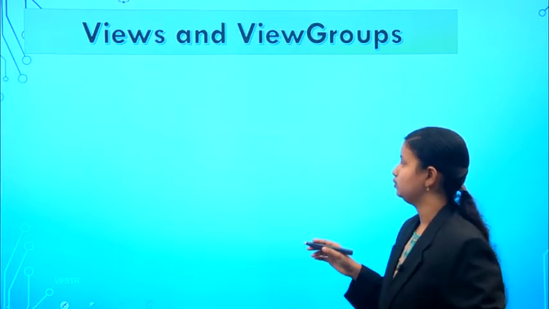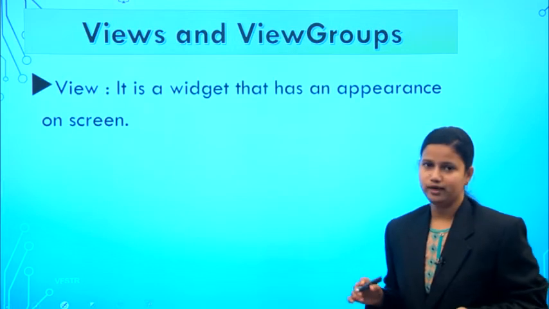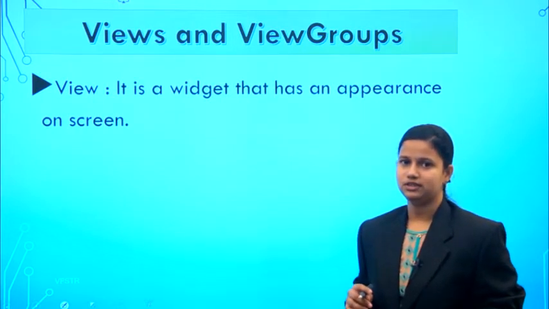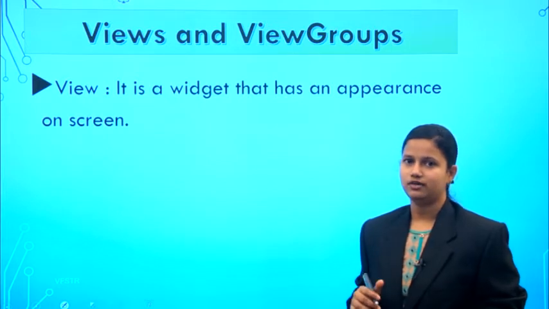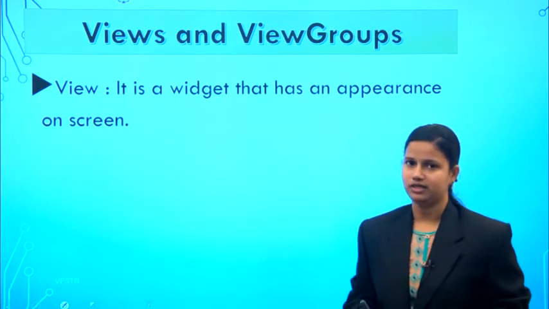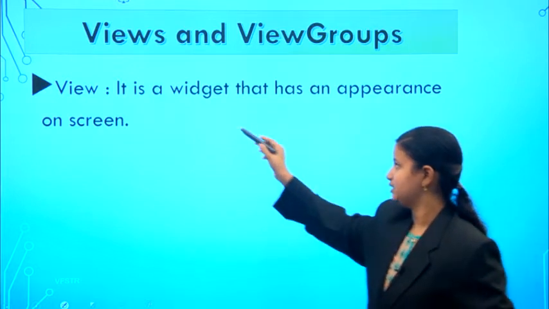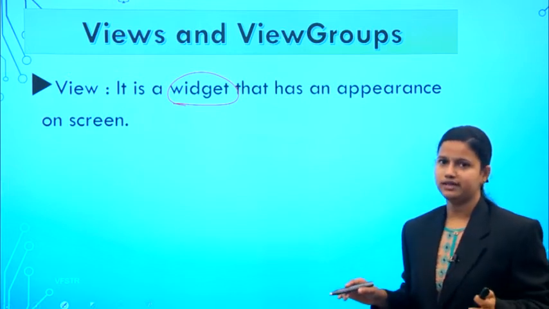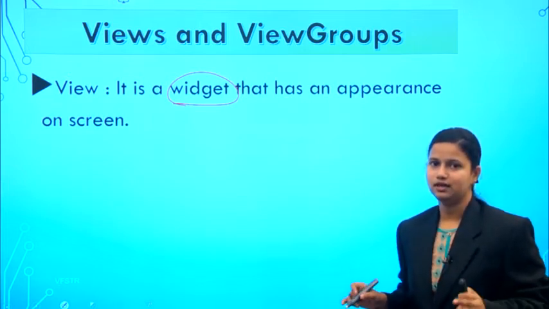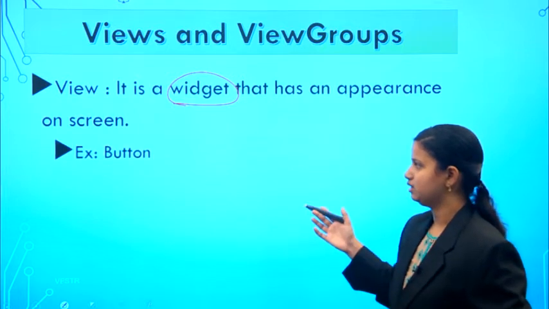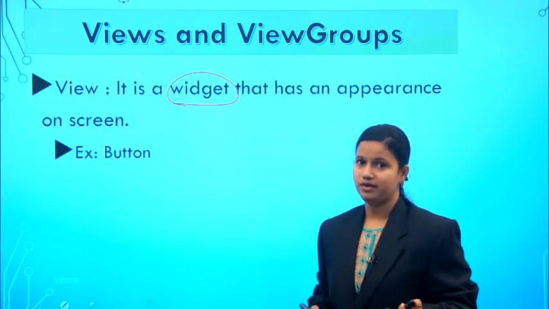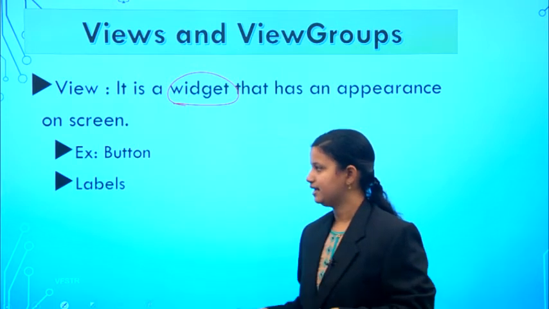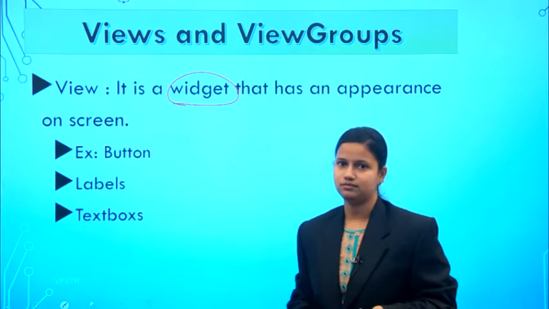After that, views and view groups. What are views and view groups? We have to add different components or different widgets to your activity. So how is that possible? A view is a widget that appears on the screen. Whatever component appears on your screen is called a view. For example, whenever you add a button, the submit button is a view, the reset button is a view, labels are also considered views, and text boxes are also considered views.